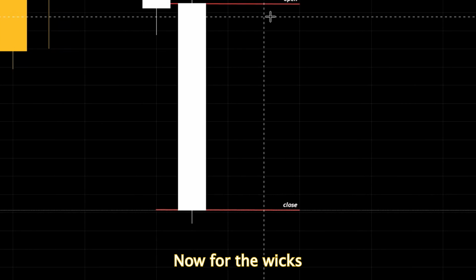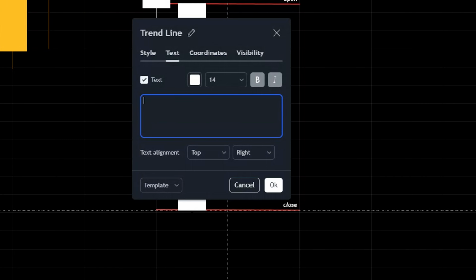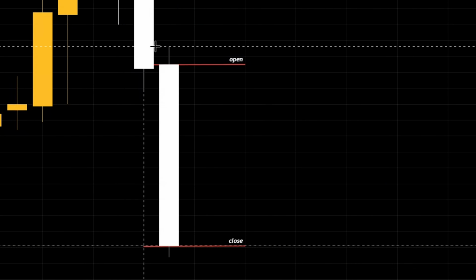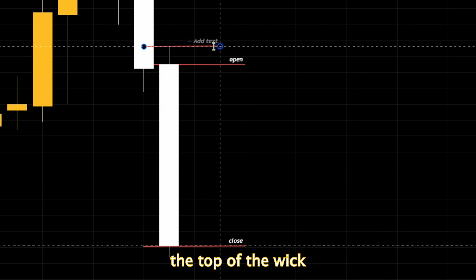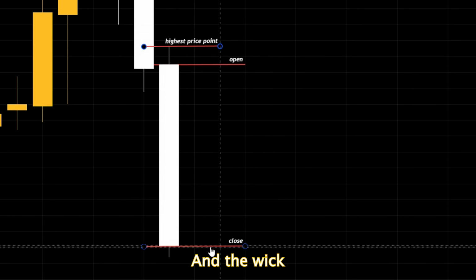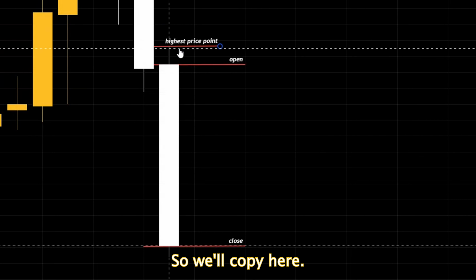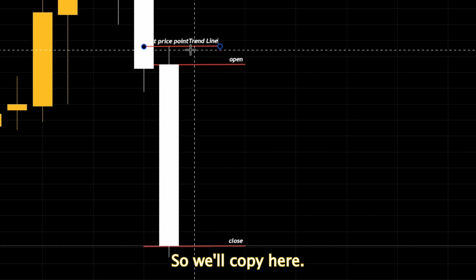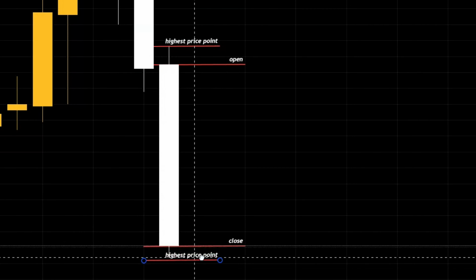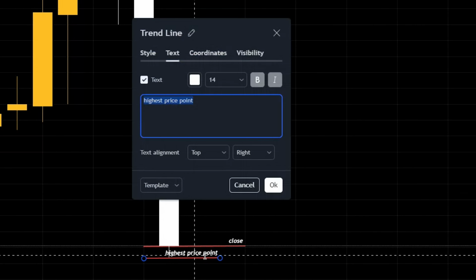Now for the wicks, here called the highest price point, because just like the bullish candle, the top of the wick is called the highest price point. And the wick at the bottom is called the lowest price point. So we'll copy here and put lowest price point.